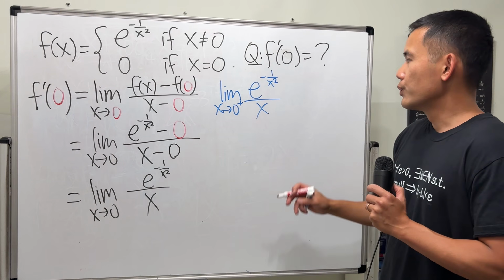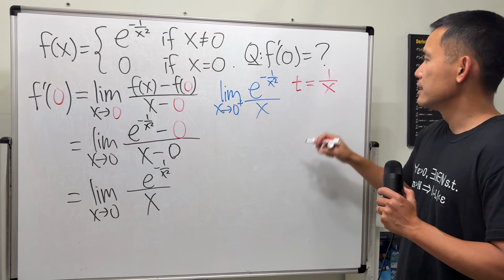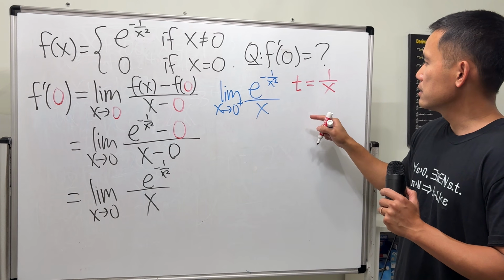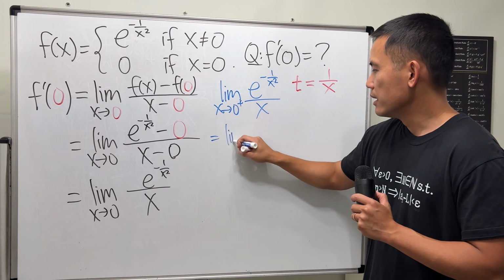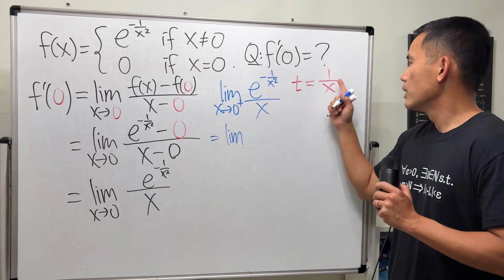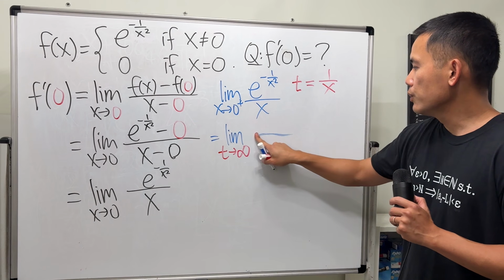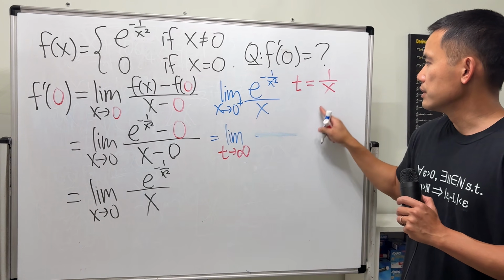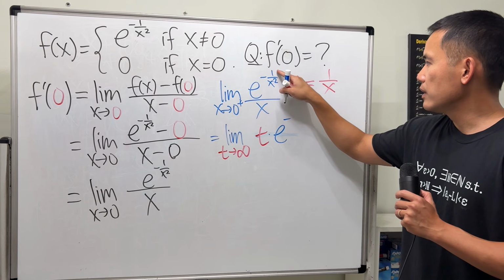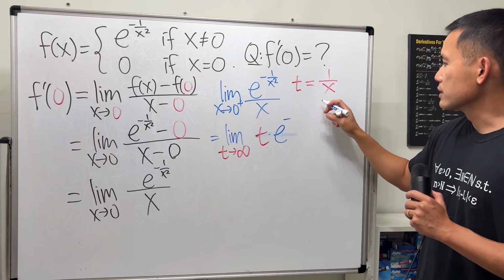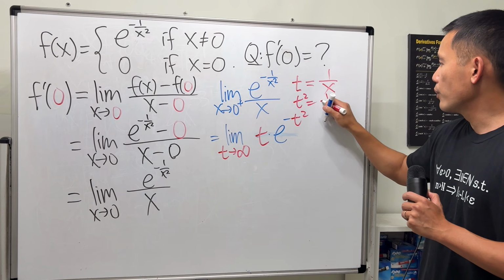What we are going to do is a change of variable. Let's say t equals 1 over x. We get the limit as x approaching 0 plus, 1 over 0 plus will give us infinity. And then you will see that we have 1 over x, which is the t right here. And then this is going to be e to the negative 1 over x squared. If you square both sides, that's just t squared, right? So t squared is equal to 1 over x squared.